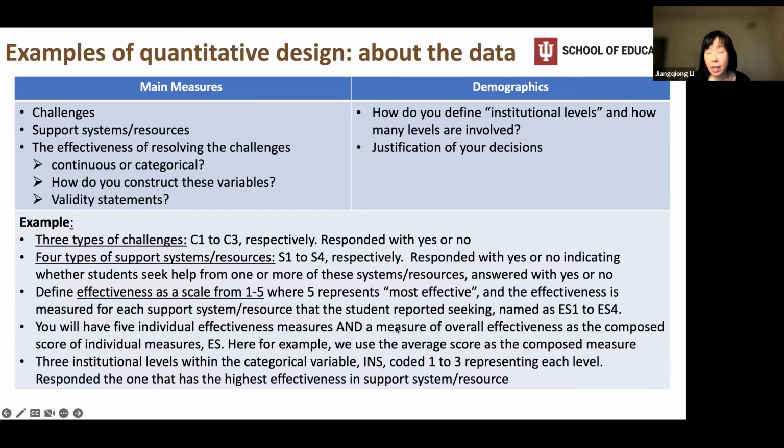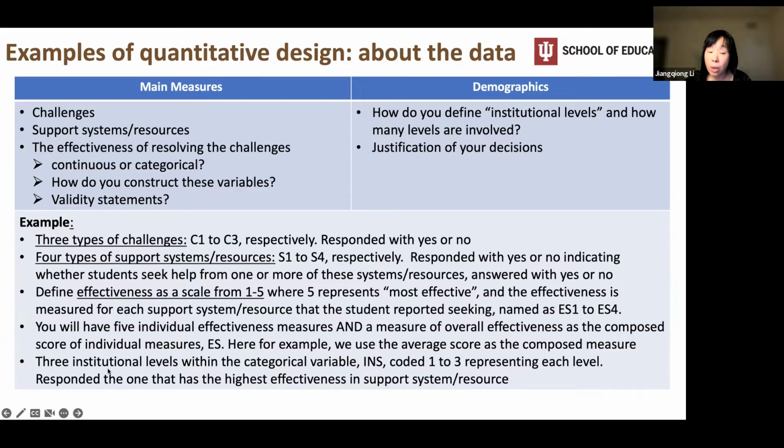But if you choose to measure effectiveness for each of the support systems your respondent has identified, by the end of the day, you still need to create a summative measure. But the summative measure is actually based on their responses to each of the support systems, rather than a very ambiguous or very general response as overall.